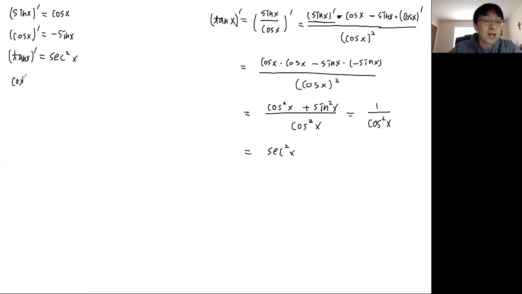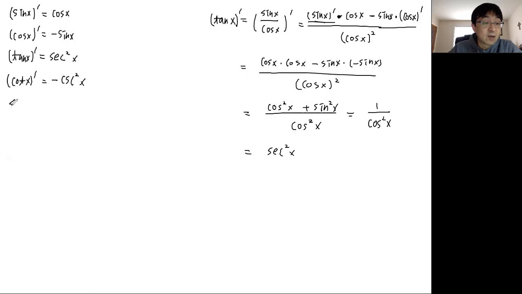What about the derivative of cotangent of x? You can use the same idea. Cotangent of x is cosine over sine. You can take the derivative using the quotient rule, and we have the result negative cosecant squared of x.